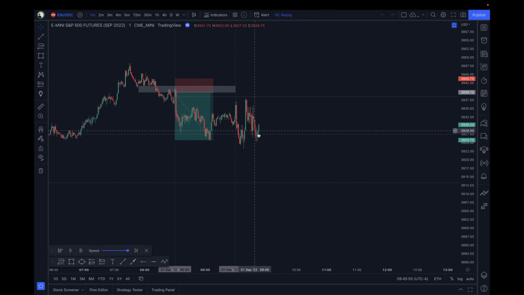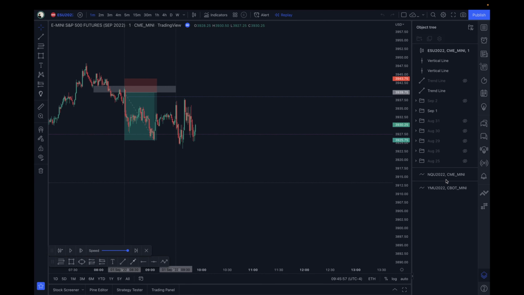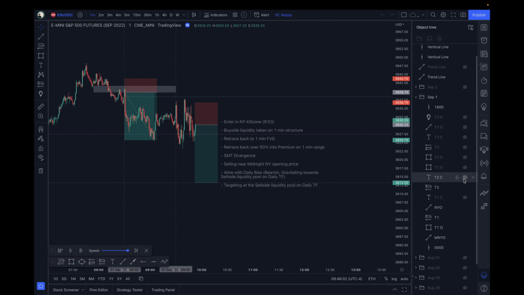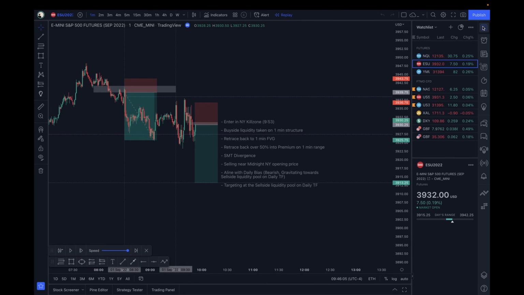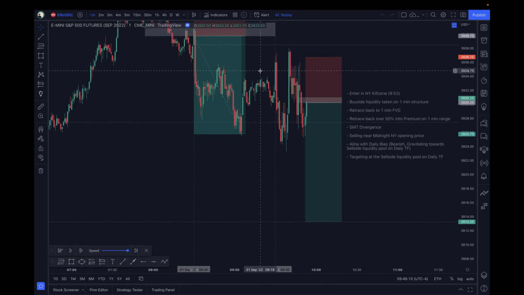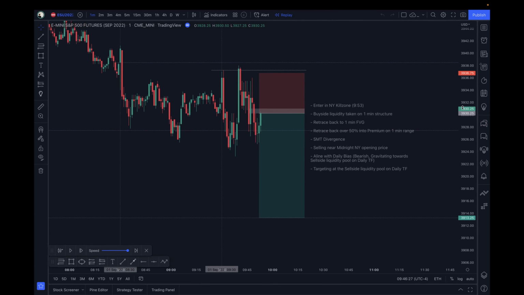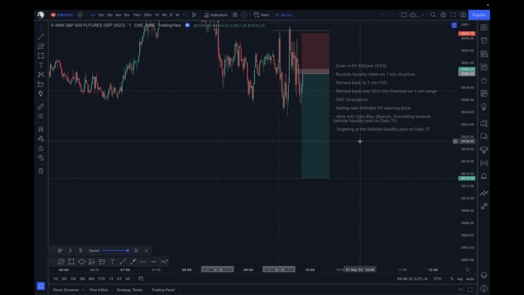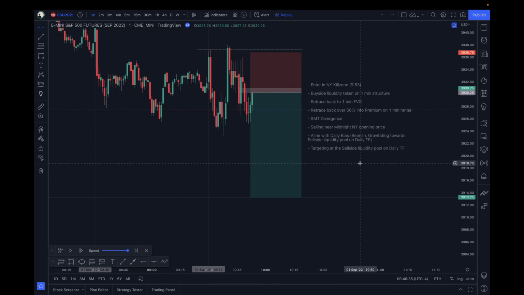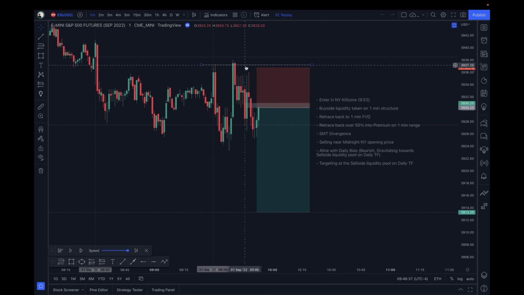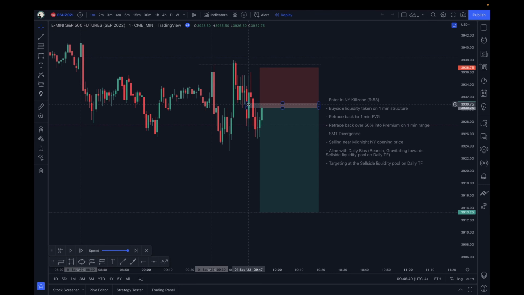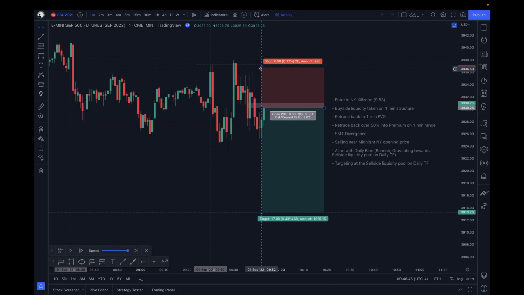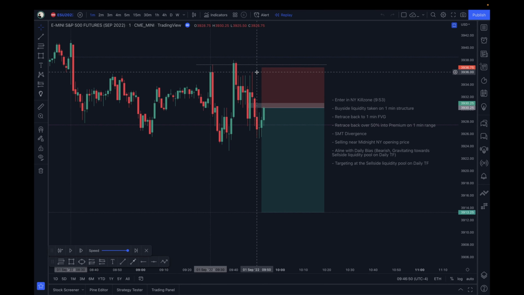So I believe I have an entry right here too. Right here, we can see the buy side liquidity being taken out. Our bias today is bearish until reaching this level, which is the daily sell side liquidity pool. We see the buy side being taken out right here, and we can see a small fair value gap right here, and stop loss above this high.